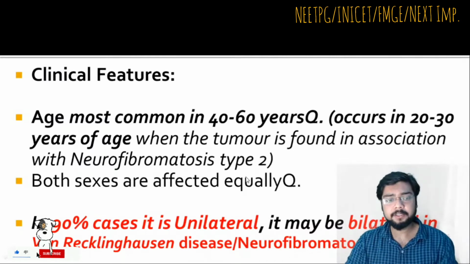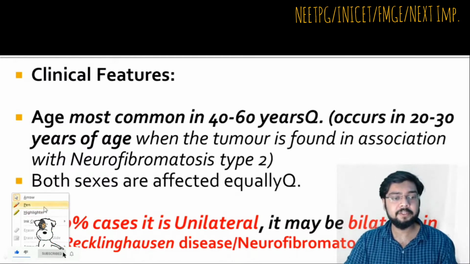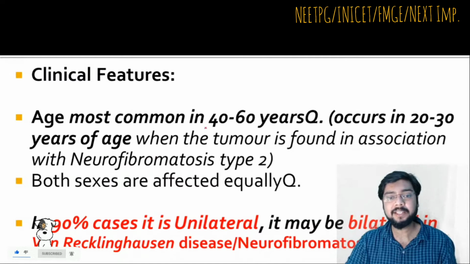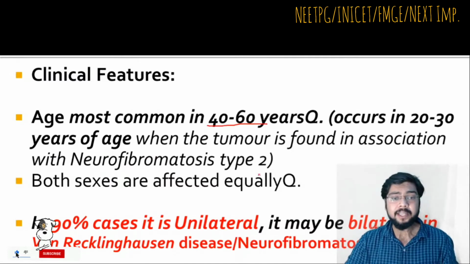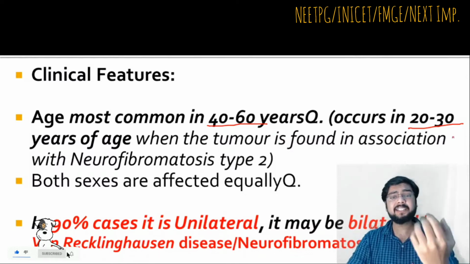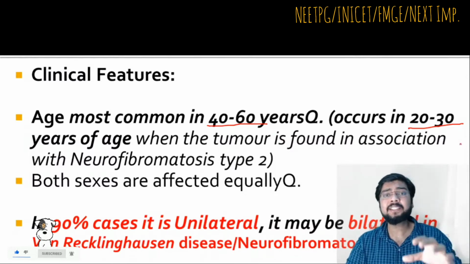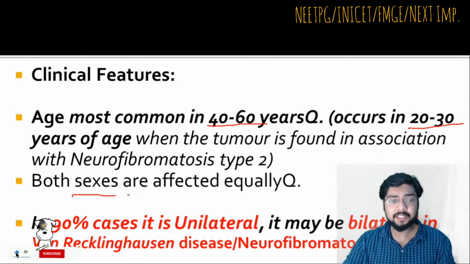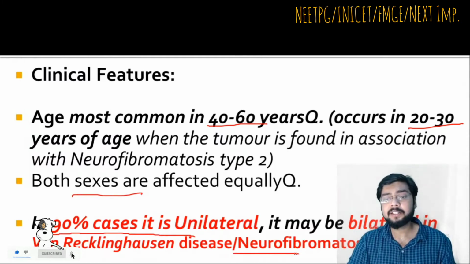Coming to clinical features, right? We will discuss a little bit, very fast. The most common age group is 40 to 60 years, and when it is seen bilaterally associated with neurofibromatosis type 2, it is seen in a relatively younger population, that is 20 to 30 years. Both sexes are affected equally, and 90% of cases are unilateral, bilateral in NF2.